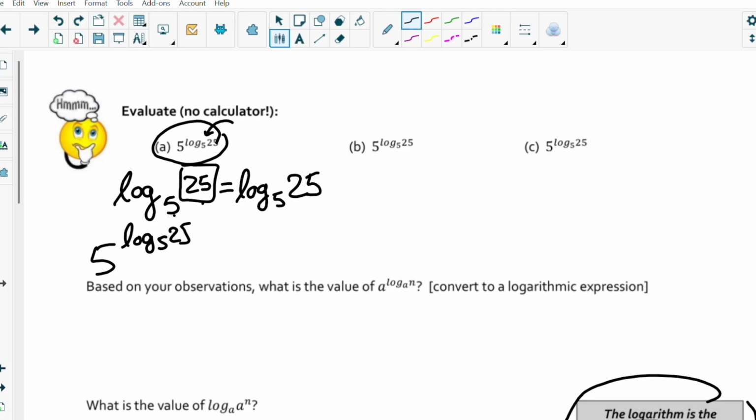Another way to think about it, folks: 5 to the log base 5 of 25. Look at the exponent just by itself right here. What is that? Log base 5 of 25. Well, that's 2, right? This whole exponent is really just 2 in disguise, and that's 25. And that's what we found for our argument.